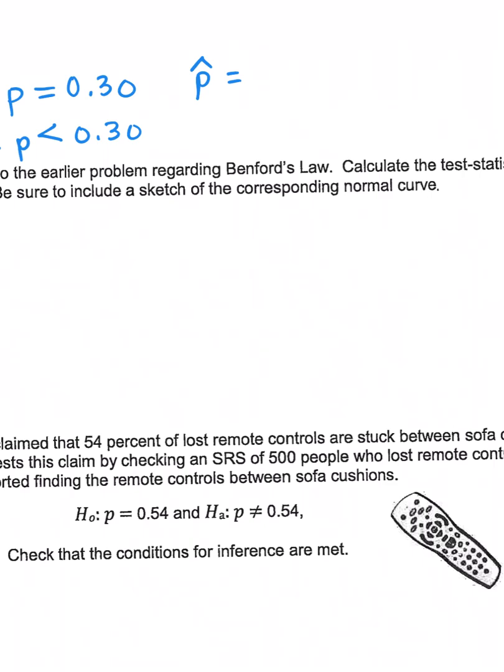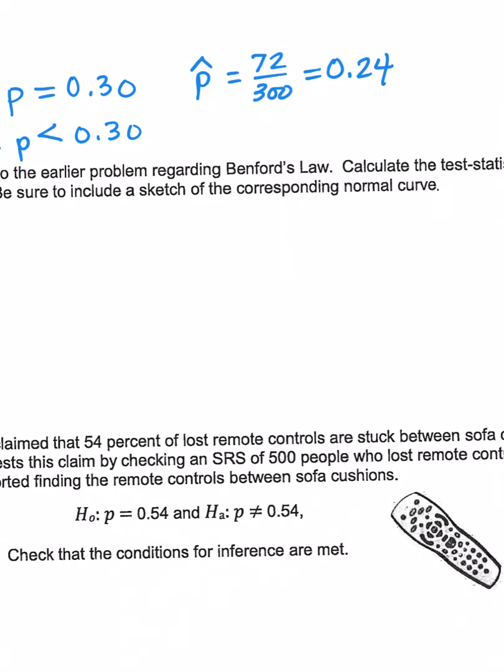We also need to find p-hat, don't we? P-hat in this case was what? How many samples did we pull out of the 300 that had a 1 in front of them? So 72 out of 300, which ended up being what? 0.24. Okay?